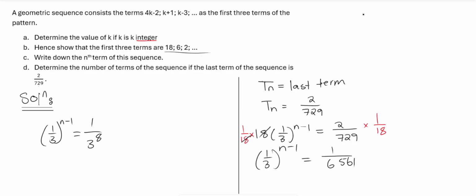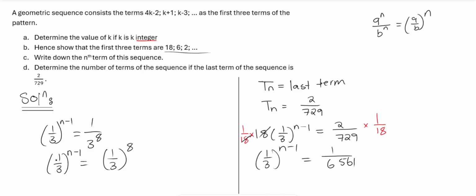So guys, using our laws of exponents, we know that if you have a to the exponent of n divided by b to the exponent of n, that's equal to a over b all raised to the exponent of n. Therefore we do the same here. We say this is 1 over 3 all raised to the exponent of n, because we know 1 to the exponent of 8 is just 1. Our main aim here is to have the same base on the left and right hand side. So 1 over 3 to the exponent of n minus 1 is going to be equal to 1 over 3 to the exponent of 8.